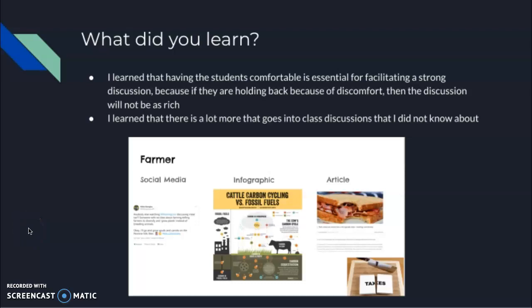What did I learn? I learned that having the students comfortable is essential for facilitating a strong discussion. Because if they're holding back because they're not comfortable sharing, or they're not comfortable being who they are, the discussion won't be as rich. Meaning there's not going to be as great of ideas shared, because they're just going to share what's the easiest, and they're not going to share anything that could be controversial, which is usually some of the best stuff in a discussion.